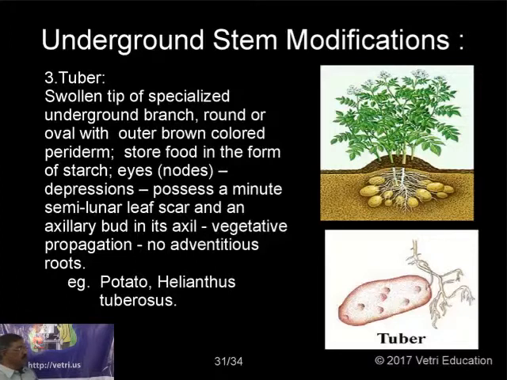The depressions possess a minute semi-lunar leaf scar and an axillary bud, so it is used for vegetative reproduction. Another important thing here: no adventitious roots develop from the tuber. This is another important difference compared to the rhizome and corm. Examples are potato and Helianthus tuberosus.